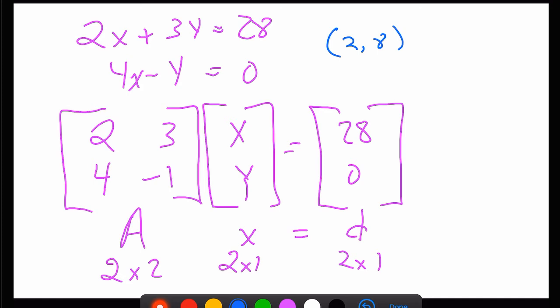Well, let's find out. 2 and 8. 2 times 2 is 4. 3 times 8 is 24. 4 plus, 4 times 2 is 8, minus 8 is, yeah, that's the solution to this system of equations.